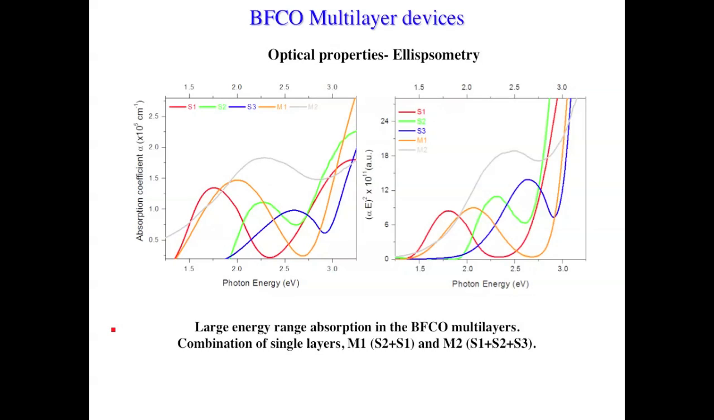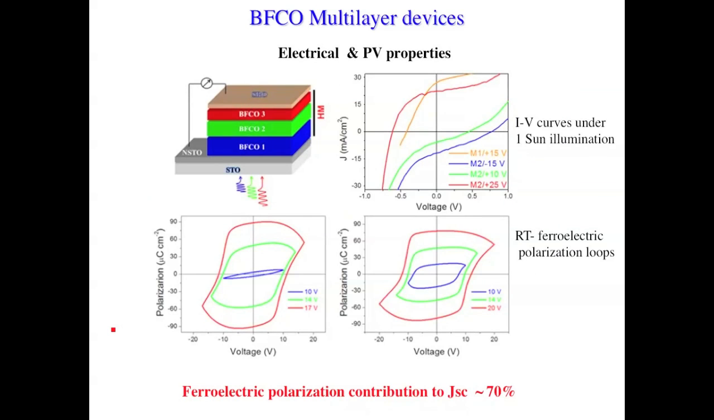I mean, the peak of the absorption is more broadened, and we have absorption over a large range of energy. And what about the PV properties?